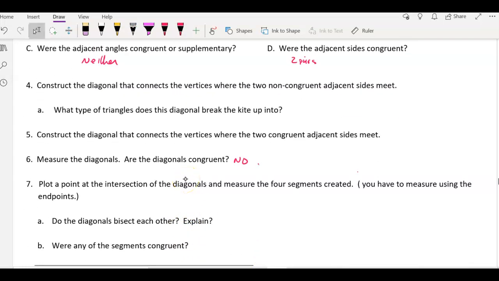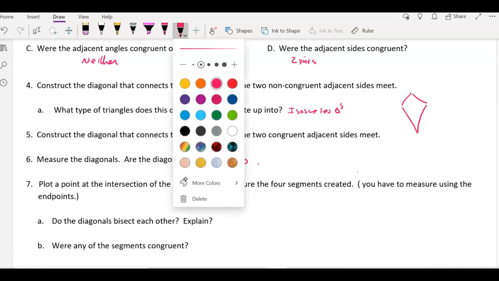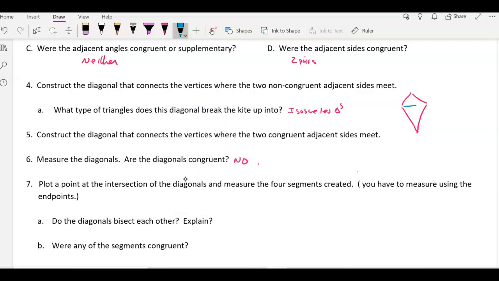All right. So when we construct a diagonal that connects the vertices where the two non-congruent adjacent sides meet, what type of triangles does it break it up into? Two isosceles triangles. So when I draw this kite and I go ahead and I draw this diagonal in, these sides are congruent, so that's one isosceles triangle. These are congruent, that's the other isosceles triangle.